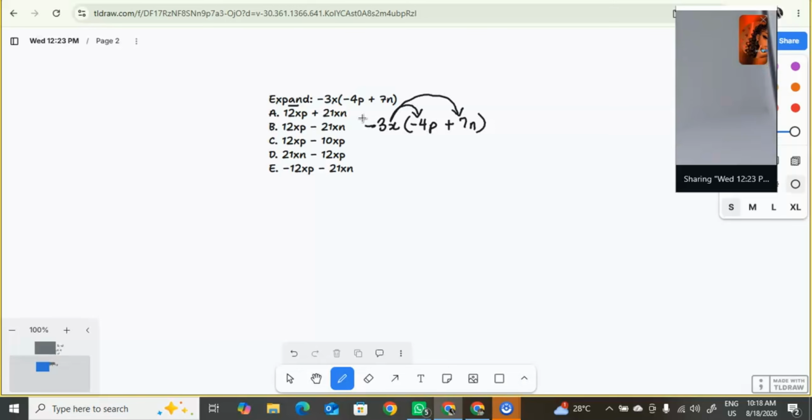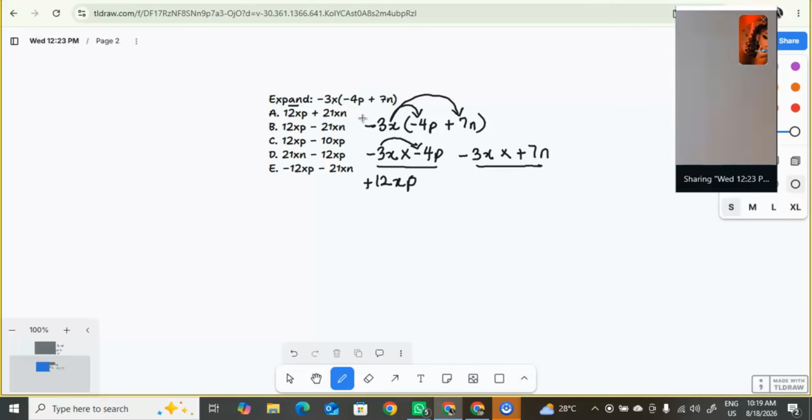So doing that, it means we are going to do minus 3x times minus 4p. That's the first one. Then we do minus 3x times plus 7n. This is the second one. So 3 will multiply 4 to give us what? 12. Minus will multiply minus to give us what? Plus. X will multiply P to give us XP.